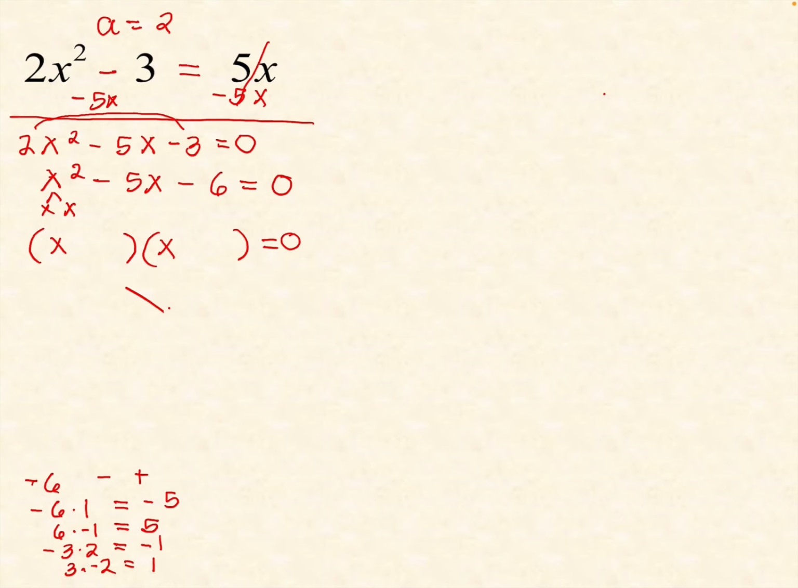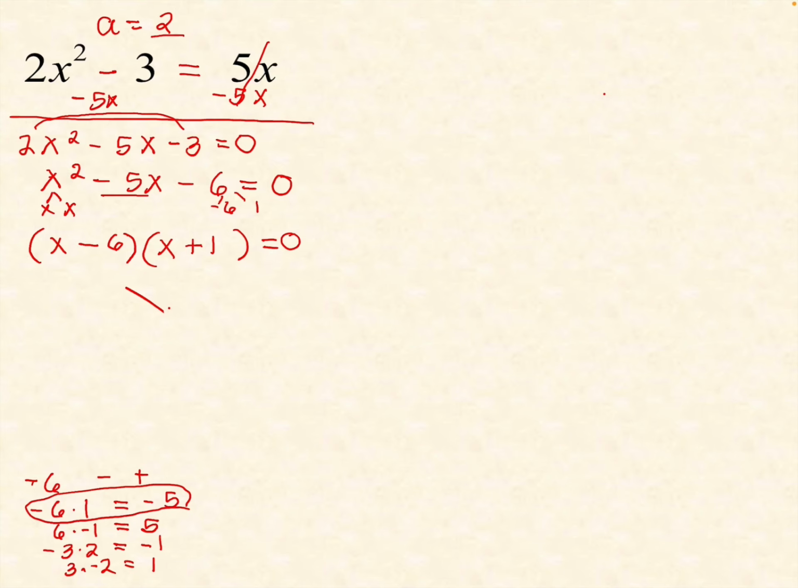Okay? What is our middle term? Negative 5. Therefore, we have to choose this one. So the factors of negative 6 are negative 6 and then positive 1. Do not ever interchange the sign. You have here negative 6 and here is positive 1. Okay?